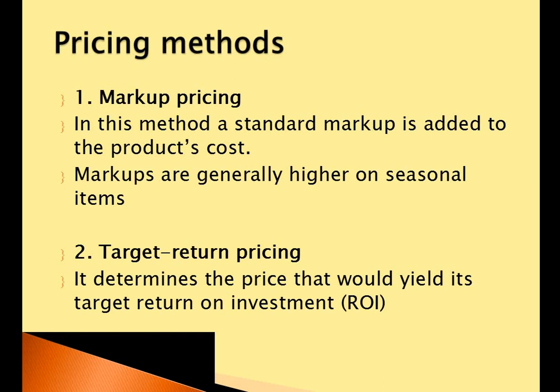The first pricing method is the most simple method, which we term markup pricing. In this method, a standard markup is added to the product's cost, wherein the markups are generally higher on seasonal items. In markup pricing, a fixed percentage of the total cost of the product is added to the product's end price to get the selling price of a product.